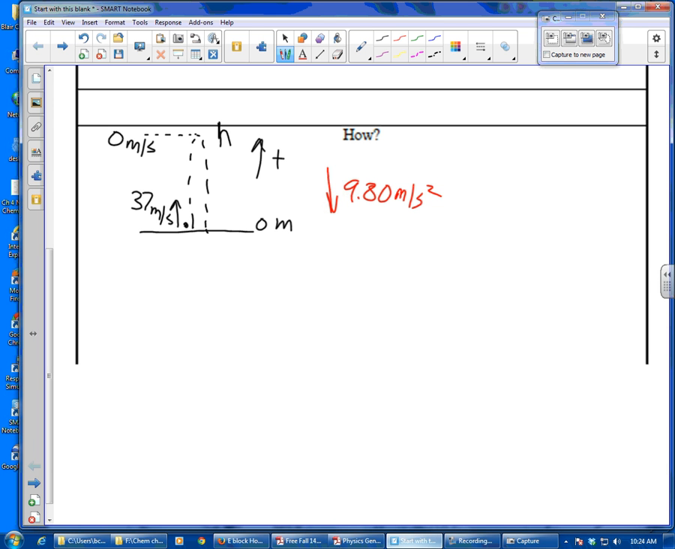All right? So, if it takes about 4 seconds to go up, it'll take about 4 seconds to go down. That's one of those things you may not have realized before. But the reason why is it's changing at the same rate on the way up as on the way down. So if it was going 37 meters per second upwards at the bottom, how fast is it going when it gets to the other end? 37, which direction? Yeah.